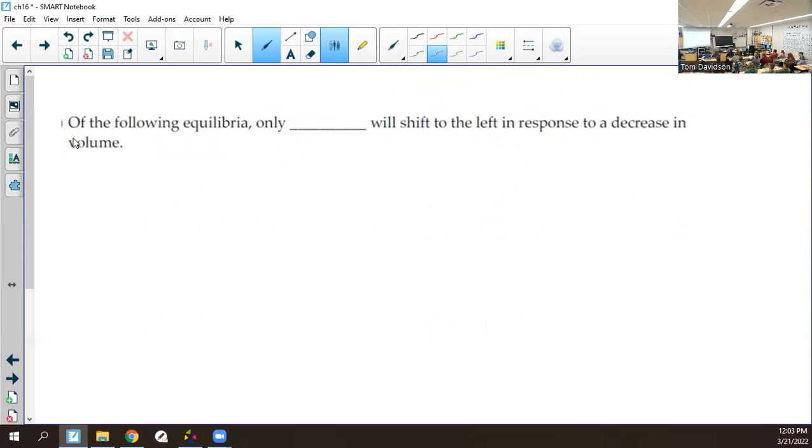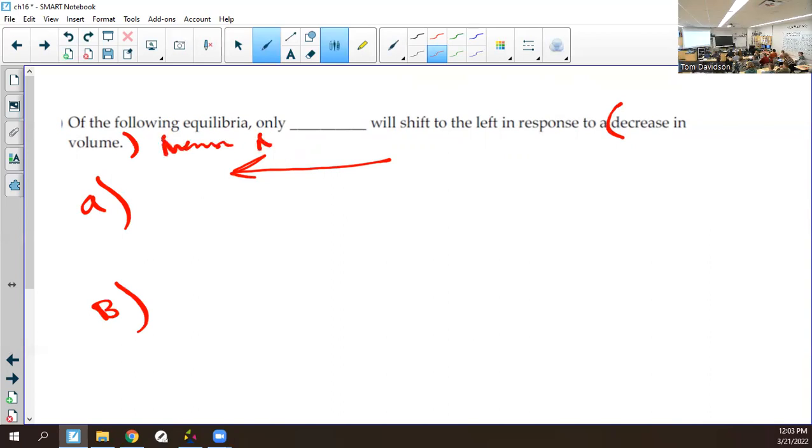All right. There's no options here, but describe of the following equilibrium, only blank will shift to the left in response to a decrease in volume. So how would I write out these options? The thing says it has to go left. The decrease in volume is their way of saying what? Okay, it's an increase in pressure, right? So what should we be looking for here? You want to go left and increase the pressure? So less moles. All right, so a small amount of moles versus large amount. It's going to go on the smaller side. This is last chapter.